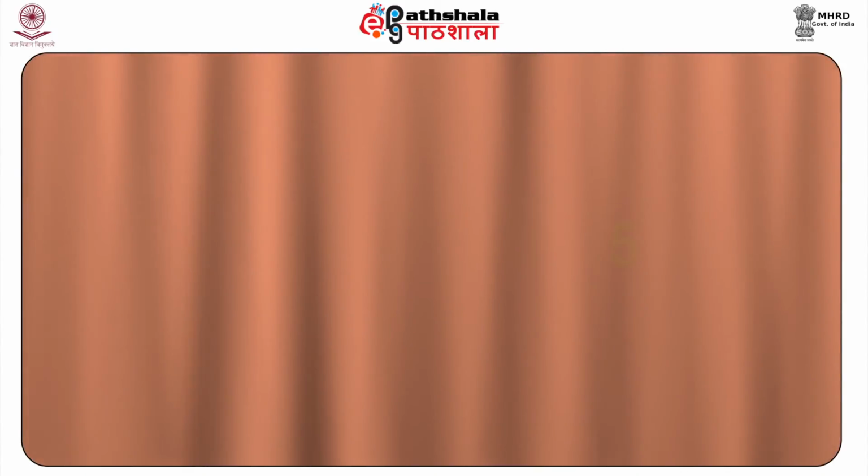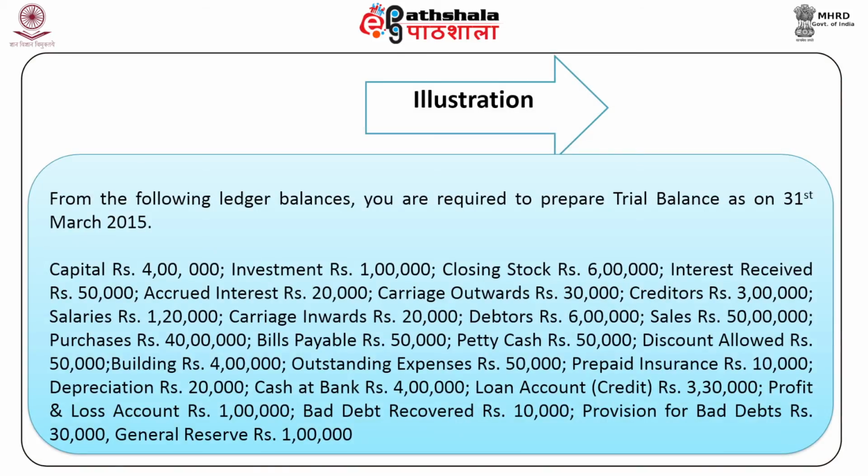Illustration 6.5. From the following ledger balances, you are required to prepare trial balance as on 31st March 2015. Capital rupees 4 lakhs. Investment rupees 1 lakh. Closing stock rupees 6 lakhs. Interest received rupees 50,000. Accrued interest rupees 20,000. Carries outwards rupees 30,000. Creditors rupees 3 lakhs.